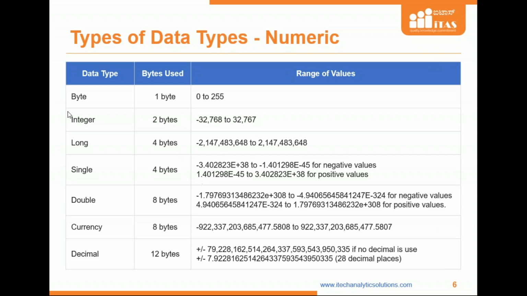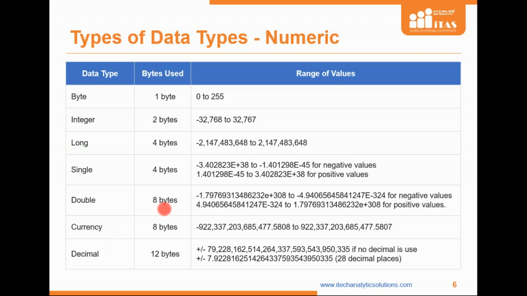So again, let me repeat. I was talking about byte, integer, long, which are actually for whole numbers. Single and double are for decimal numbers. Next, we have currency and decimal. Currency is used for storing your currency, that is rupees or any other currencies globally that I can use.